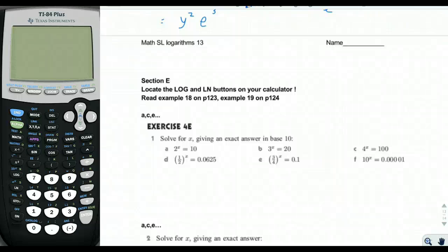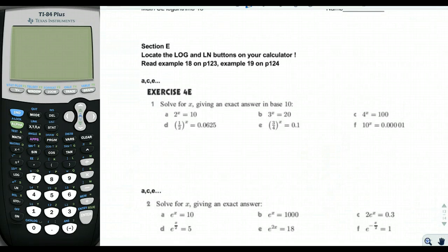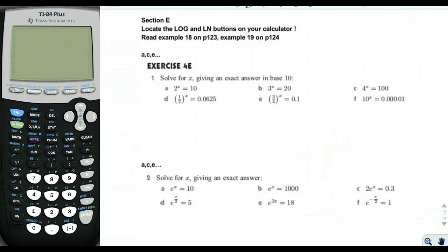Okay, pages 13 and 14, section E. First it says, find the log button and the natural log button on your calculator. The log button is here. The natural log button is here. Some people think that that is IN, but it's actually LN, natural log.